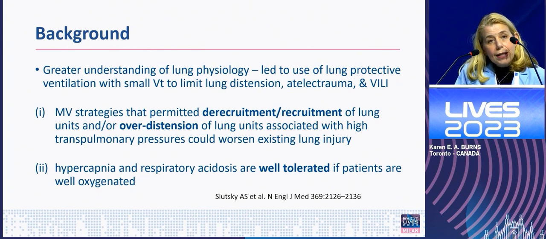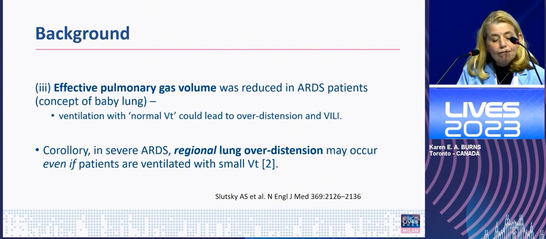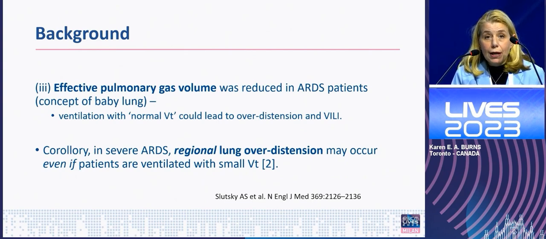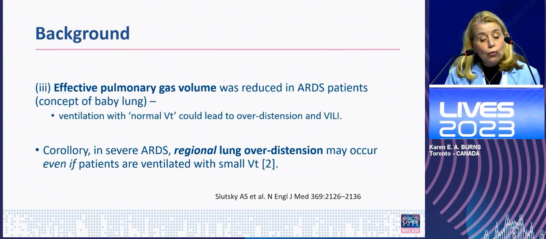In addition, these studies showed that hypercapnia and respiratory acidosis were actually quite well tolerated if patients were well oxygenated. These studies also showed that effective pulmonary gas volume was reduced in ARDS patients. This is the concept of baby lung, and that ventilation, even with normal tidal volumes, could lead to more overdistension. There is a corollary, though, to think about, and that's in patients with severe ARDS, we can have regional lung overdistension, and this can occur even if patients are ventilated with small tidal volumes.